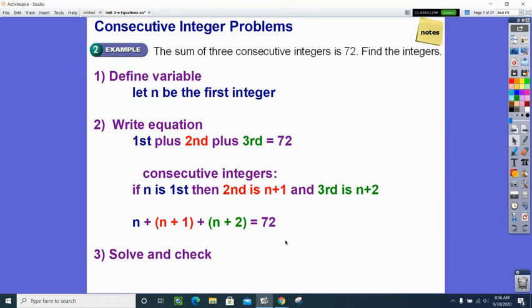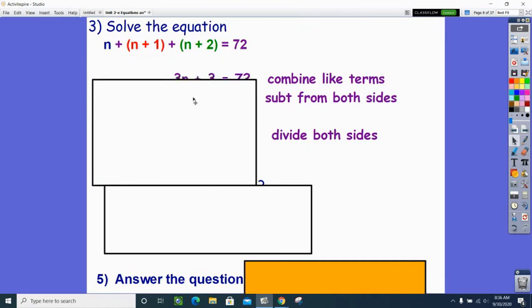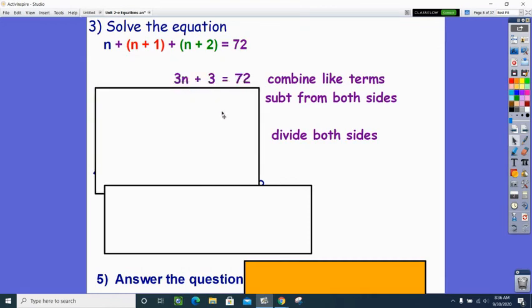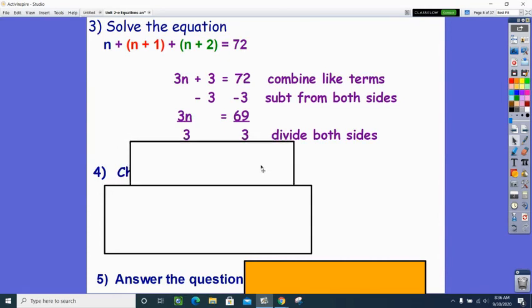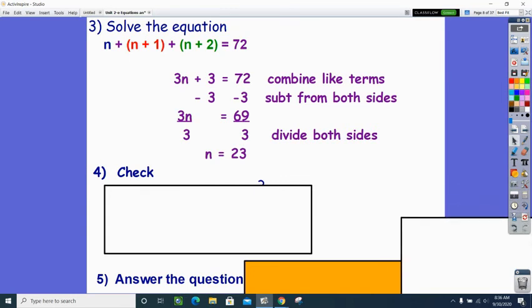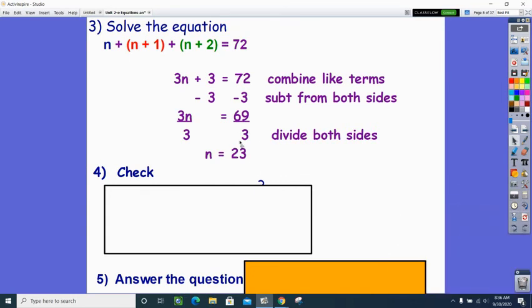We just got to grab the like terms and put those guys together. And we pretty quickly will end up with a 2-step equation. We're going to subtract 3 from both sides, divide by 3. And here is where you should not get a decimal or fraction. Otherwise, something's wrong because it should be integers. So 23.